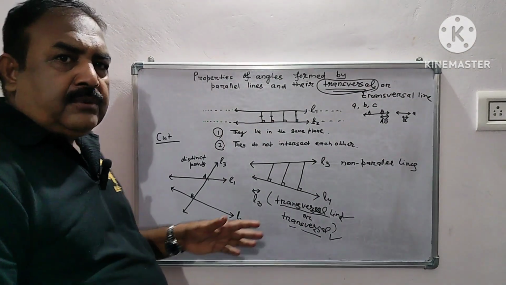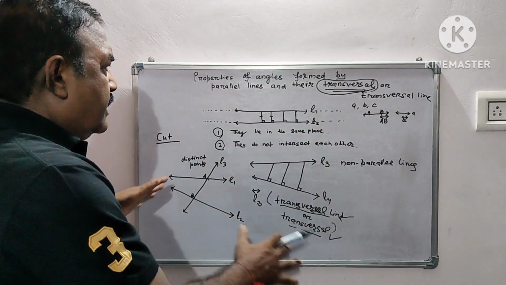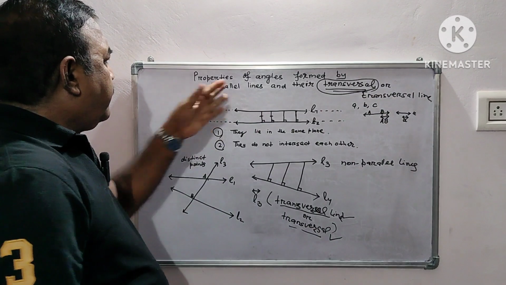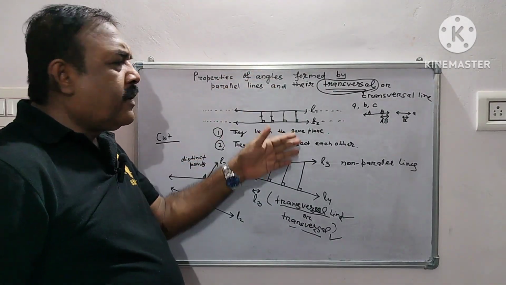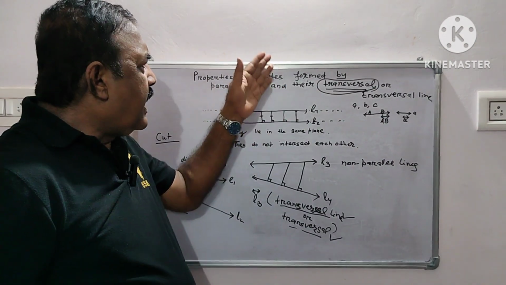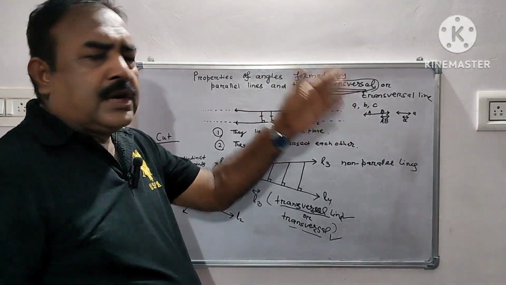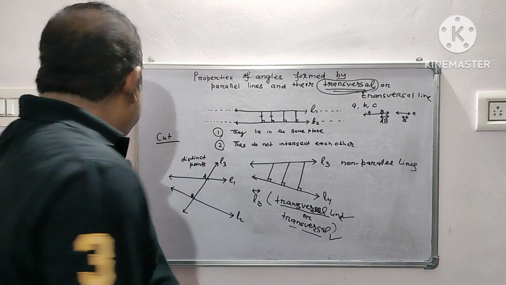So first you should get such idea. You should be fundamentally clear before making your entry into properties of angles formed by parallel lines and their transversal or transversal line. Okay?